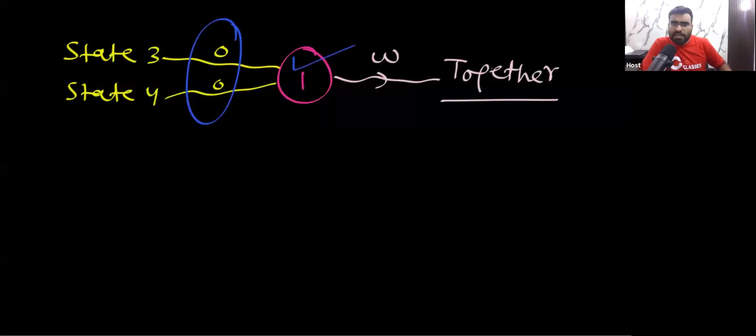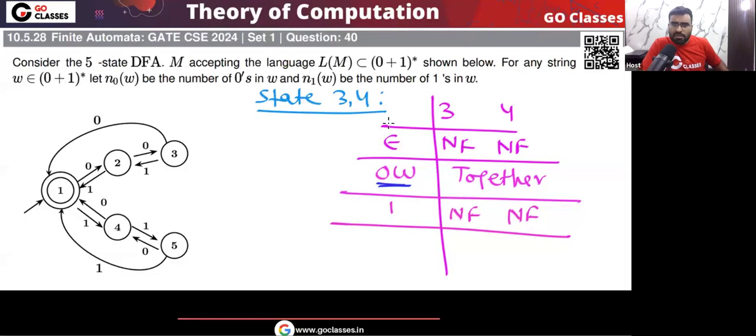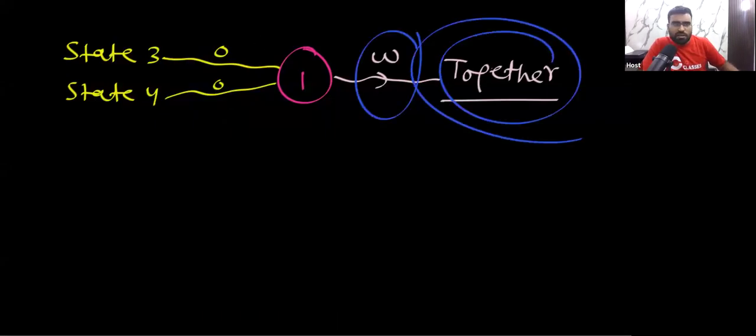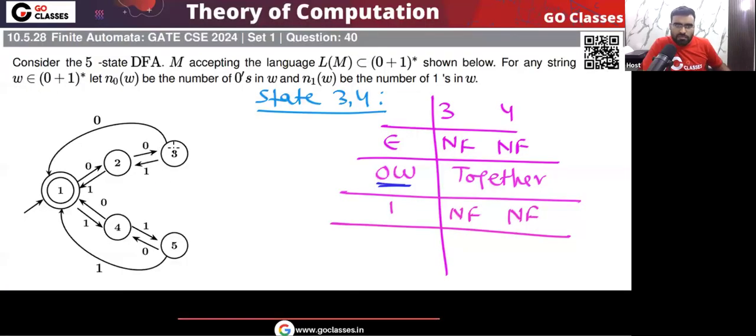On 0, they are meeting in state 1, so after that they will always remain together. But on string 1, 3 is going to 2 and 4 is going to 5, so they are not meeting together. You can easily see on 1, both are going to non-final. Now tell me, will you check all the strings which are starting with 1? You don't have to check strings starting with 0, because we have already seen that if the string starts with 0, then states 3 and 4 will always go together.